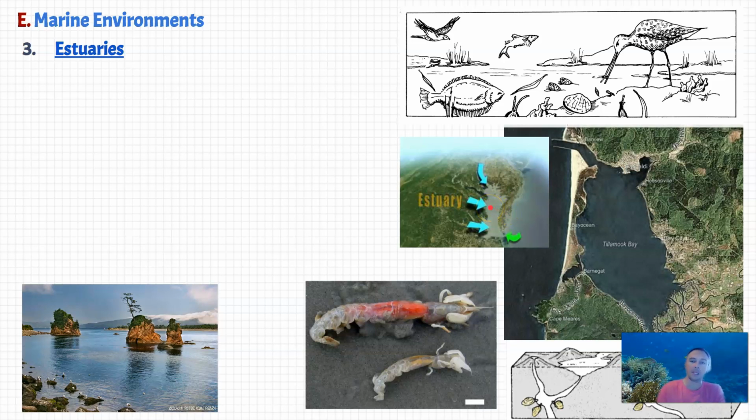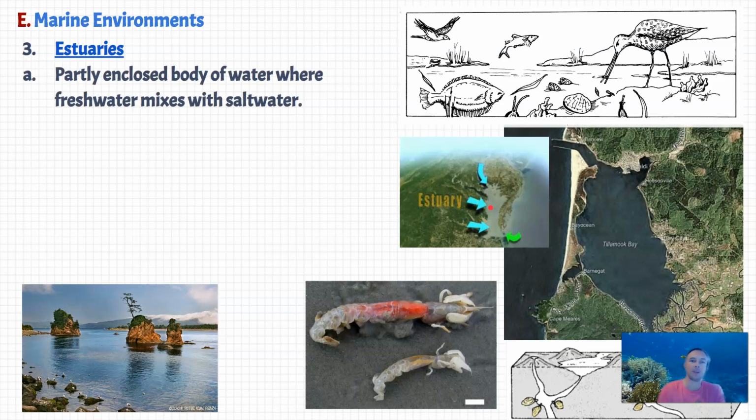We're going to jump into the most productive ecosystems, estuaries. By definition, an estuary is a partly enclosed body of water where fresh water mixes with salt water. A little mixing going on in there. So the salt water comes in from the ocean, and of course fresh water comes in from all the different sources here. In our area, Tillamook Bay, which is pictured here, we have 5 different rivers feeding in, giving us a pretty large bay. We actually have the second largest estuary on the Oregon coast here.